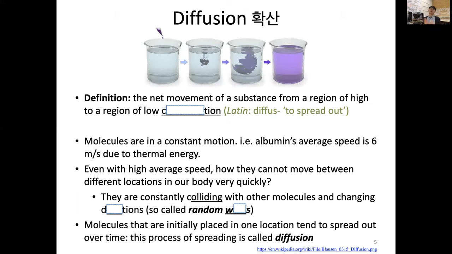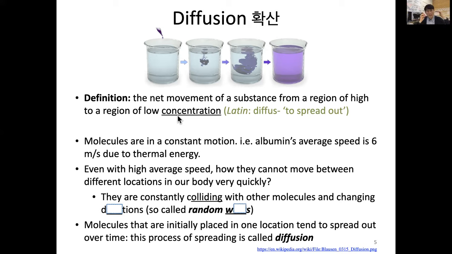So let's get started by talking about diffusion. I brought one picture which shows something everyone is familiar with: an ink drop on water. That ink has very highly concentrated dye molecules, and they interact with the nearby water through lots of constant collisions, and that makes the ink molecules spread out over time. More or less, we recognize that it goes from higher concentration to lower concentration. So the definition of diffusion is the net movement of a substance from a region of high concentration to a region of low concentration.